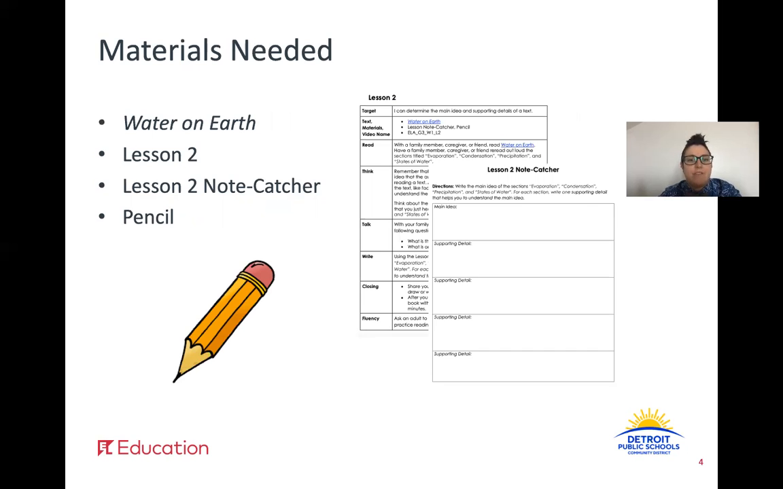You're also going to need a pencil to write with. Make sure it's nice and sharp and ready to write. Pause the video here and make sure you have all of the materials you need for this lesson.